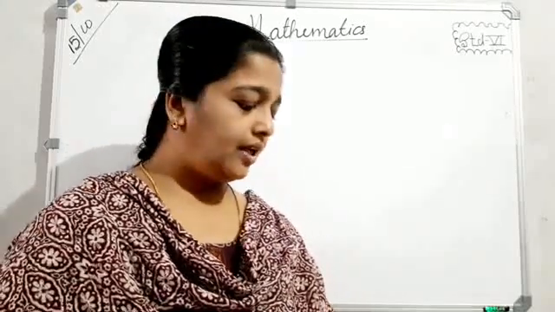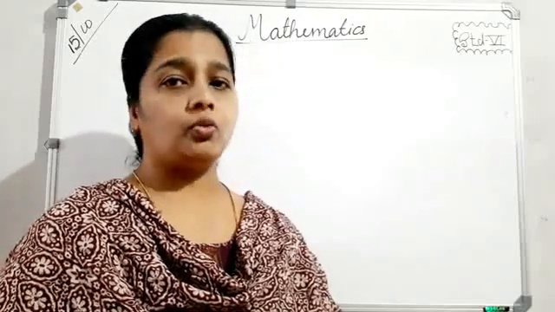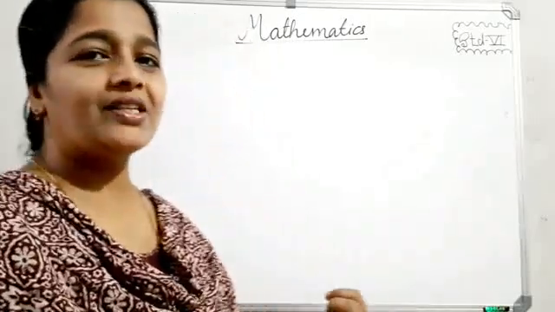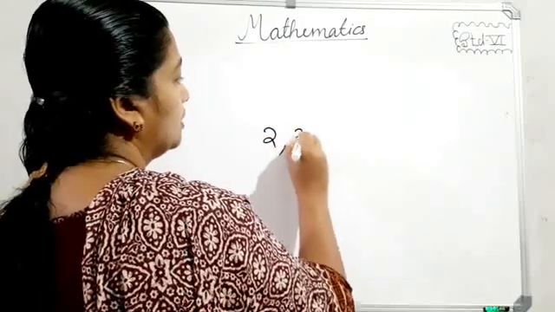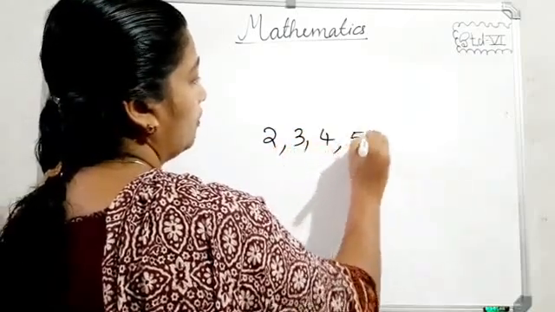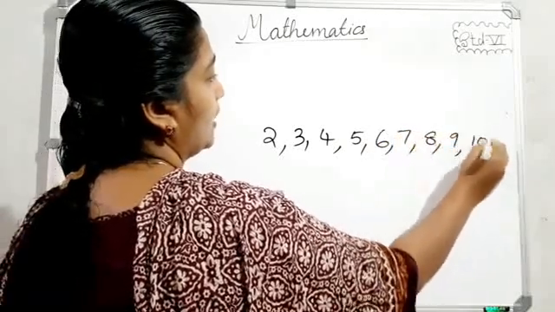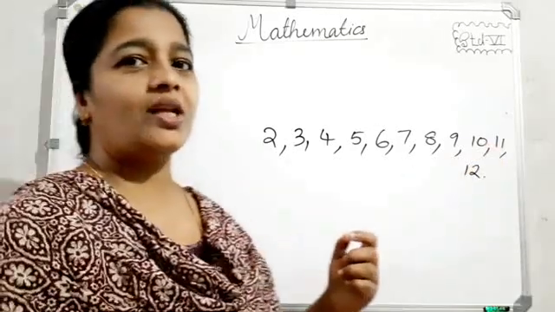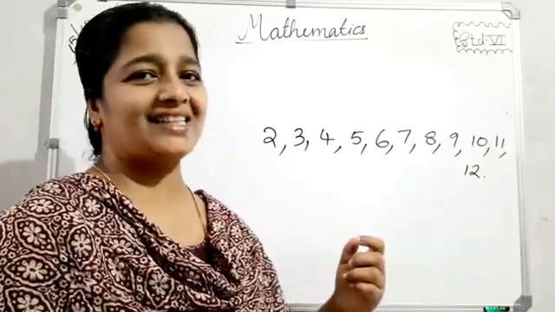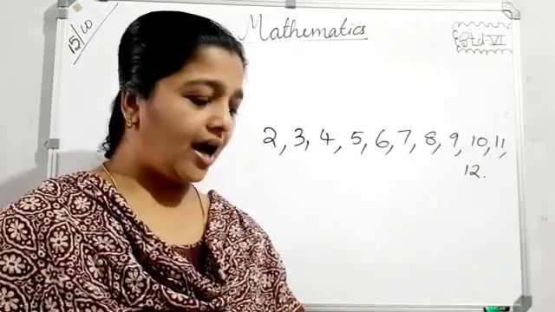Clear? Next question. Write the natural numbers from 2 to 12. So 2 and 12 you want to write: 2, 3, 4, 5, 6, 7, 8, 9, 10, 11 and 12. You know the natural numbers, prime numbers, whole numbers, etc. Then the question: what fraction of them are prime numbers?